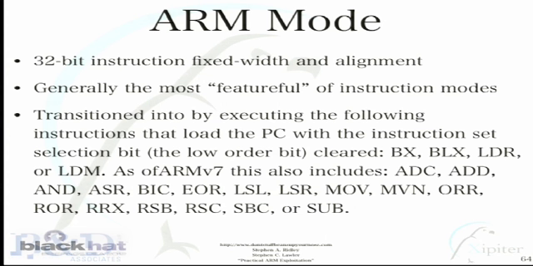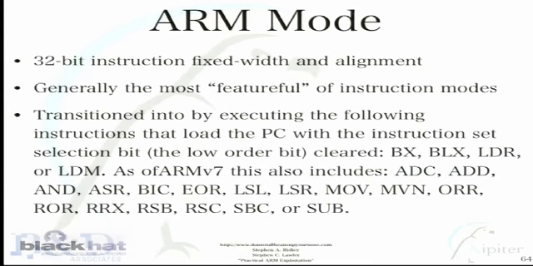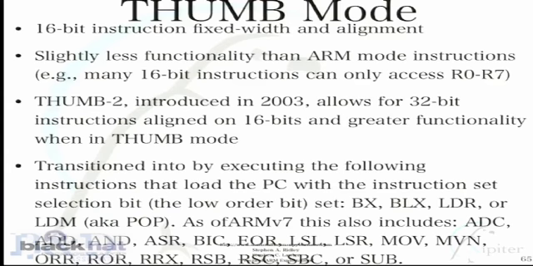There's ARM mode, which is 32-bit, and Thumb mode. I just want to reference one other thing on the ARM mode side. How do you get the processor into ARM mode? How do you convince it to switch? The answer, right down at the bottom there, is that if any of those instructions load PC where the low order bit is clear, you're in ARM mode now.